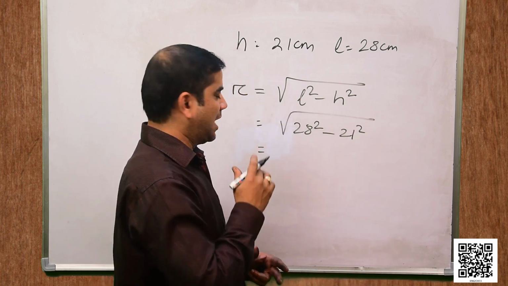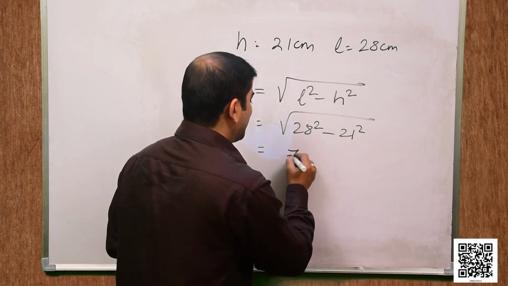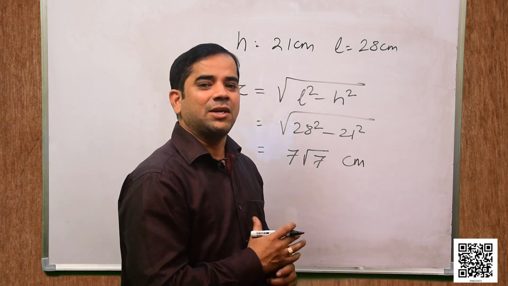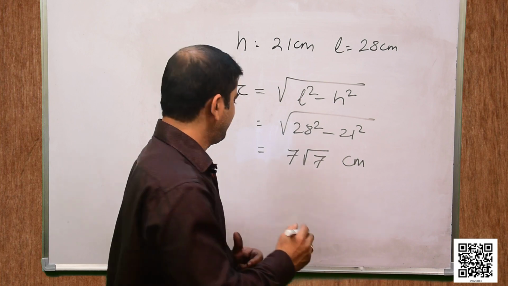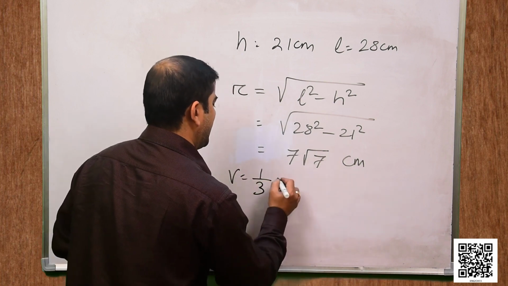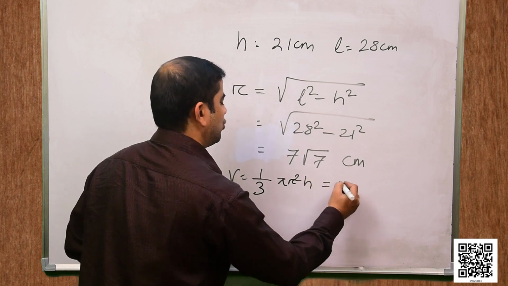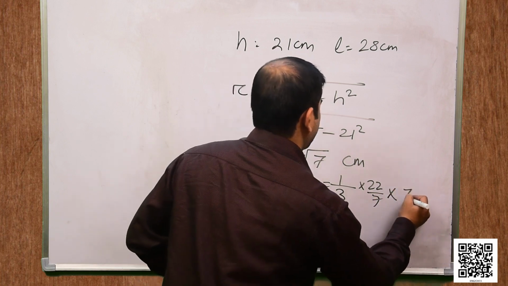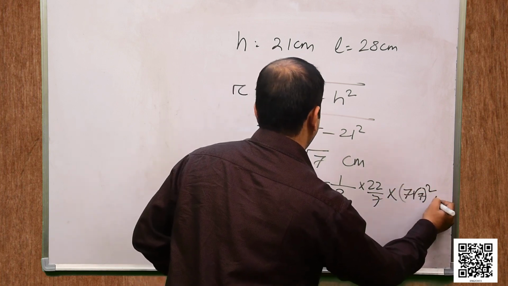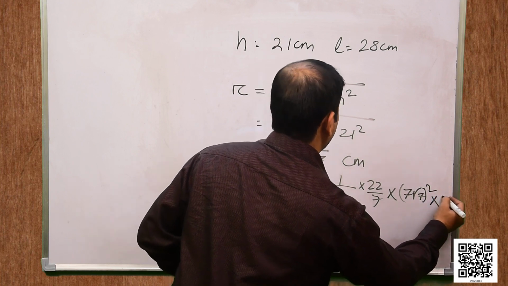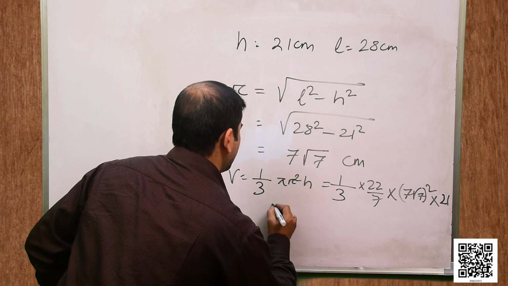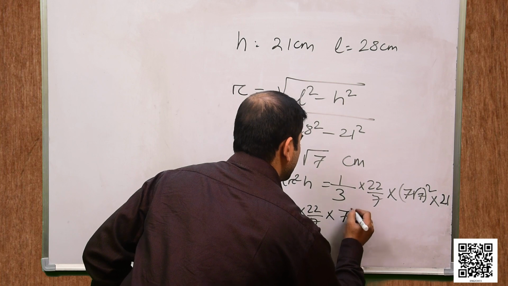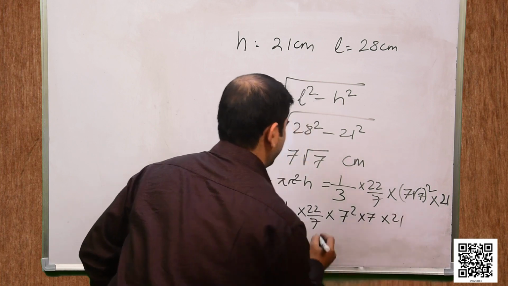Okay. And when we calculate, it will be 7 root 7 centimeter. So, the radius of this cone is 7 root 7 centimeter. So, what should be the volume? Volume is equal to 1/3 pi r square h. That will be equal to 1/3 into 22/7 into (7 root 7) square into height, that is equal to 21 centimeter. That is equal to 1/3 into 22/7 into 7 square into 7 into 21.